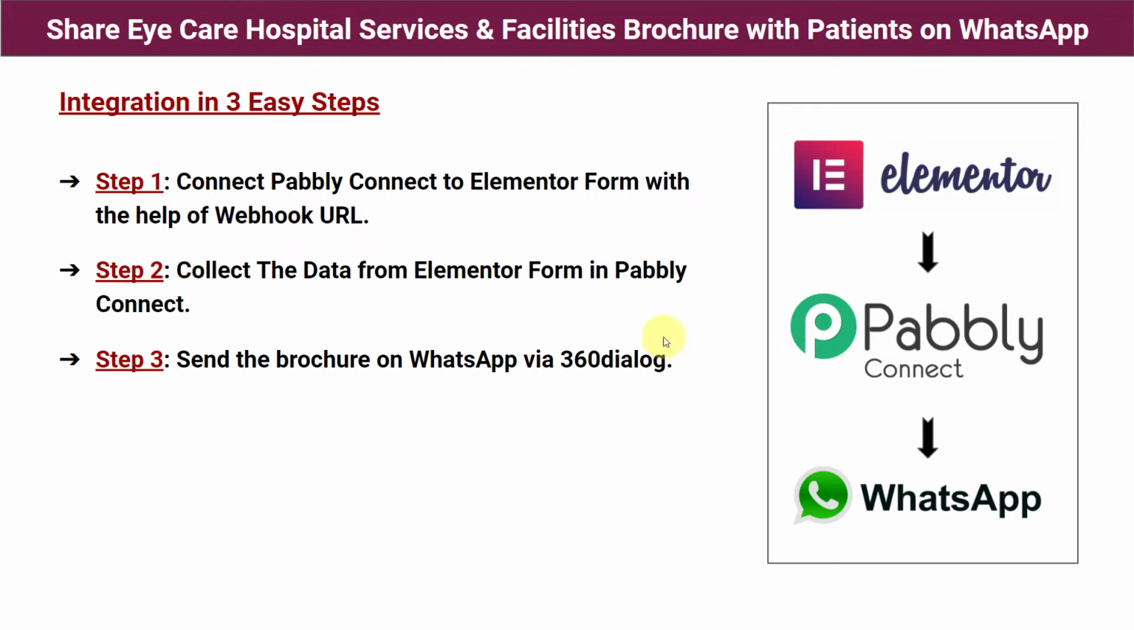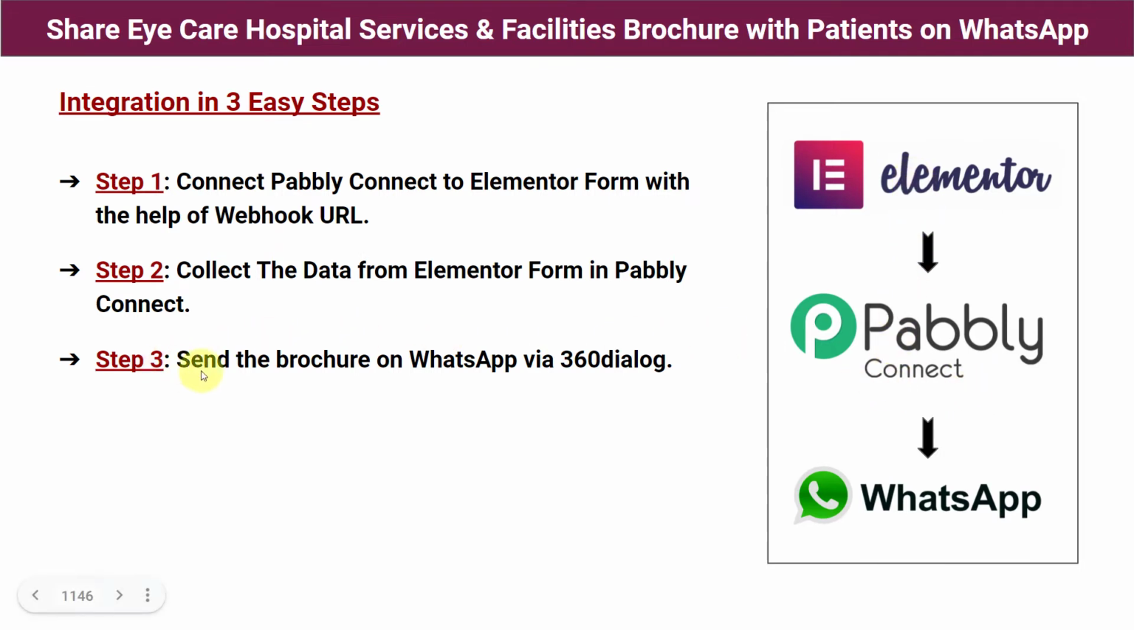So first of all, we are going to open Pabbly Connect and connect our Elementor form with Pabbly Connect. And step 2 is collect the data from Elementor form in Pabbly Connect. So in second step, we'll fill the form again and capture the data of the form submission from Elementor Forms to here in Pabbly Connect.